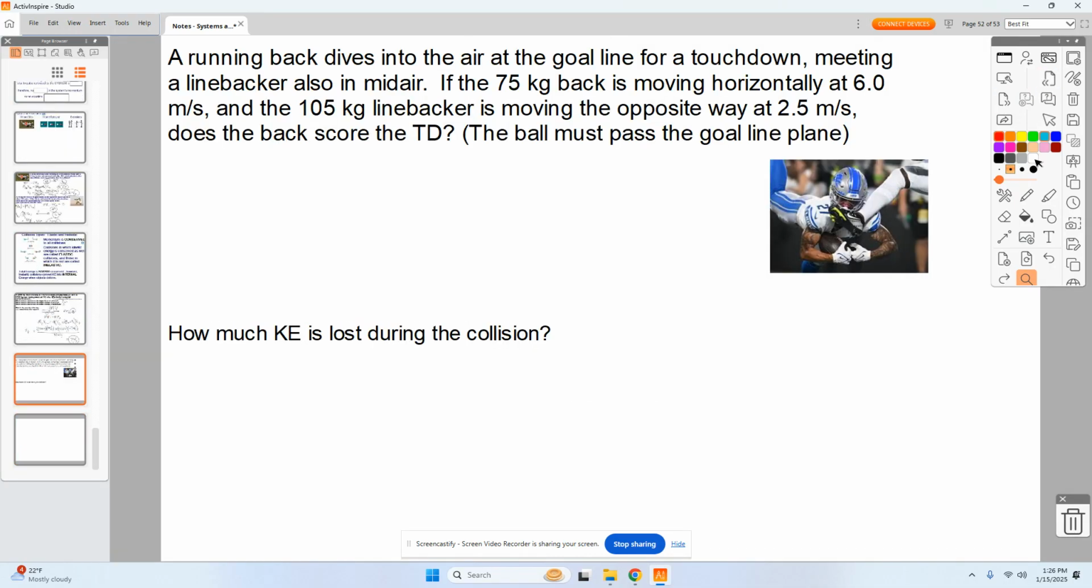So, all right, let's try it. He jumps over the goal line, and he collides with the linebacker going the opposite direction. And it's a hit and stick right in the middle of the air over the goal line. The question is, do they go into the end zone or do they go back into the playing field? So you have to be able to determine that based on momentum. Draw a quick little picture. I want you to actually go through and try this one. We'll look at how to determine the last question, which is how much KE is lost, after you solve this. Give it a go.